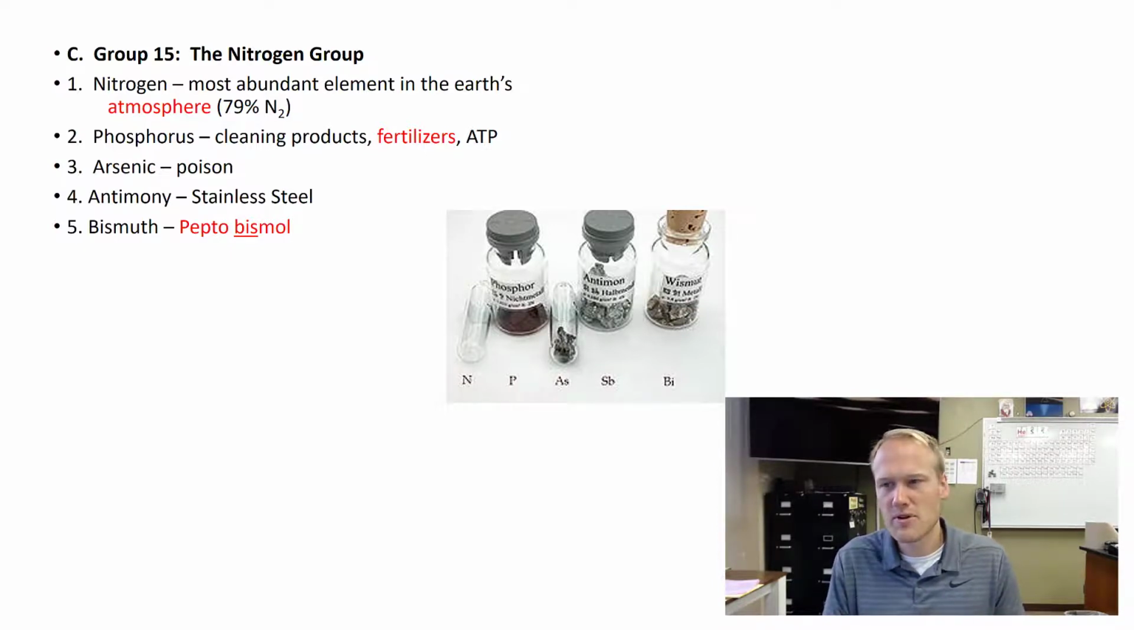Bismuth is in Pepto-Bismol. Phosphorus is really important for fertilizers, and adenosine triphosphate, which is ATP, your energy molecule that's in your cells. And antimony is used in stainless steel.